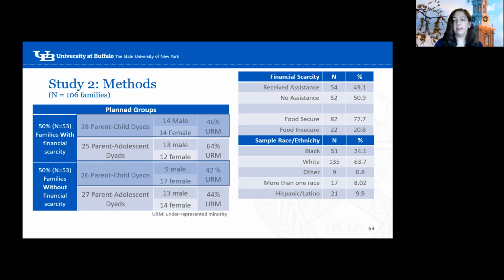We attempted to balance the sample by age and gender, and we also targeted our recruitment so the groups were relatively balanced in terms of race and ethnicity. The chart in the lower right-hand corner shows you the racial and ethnic breakdown of the whole sample collapsed across parents and children.